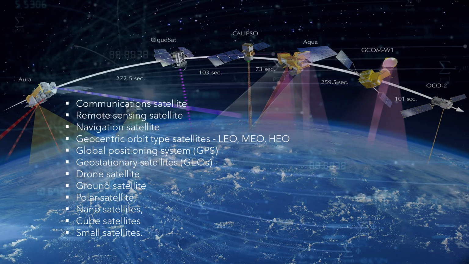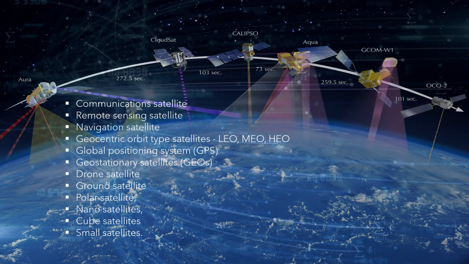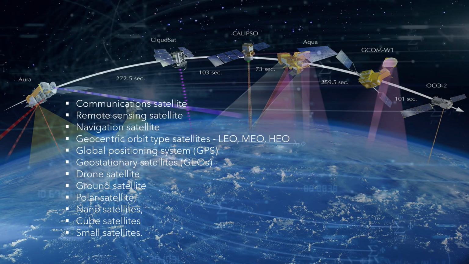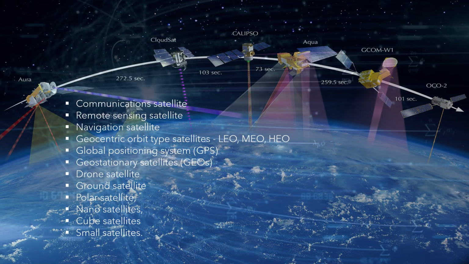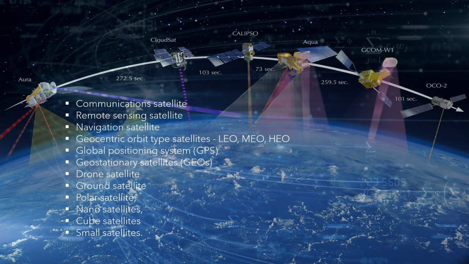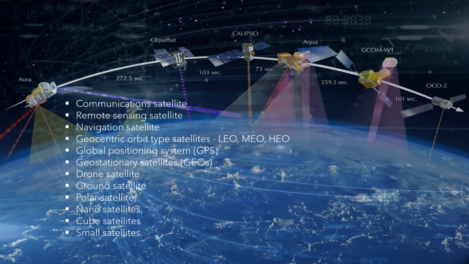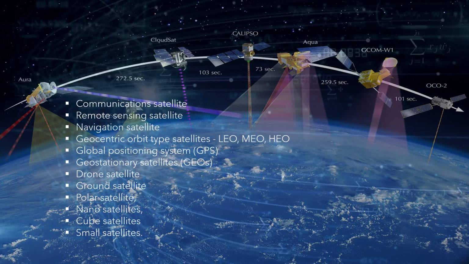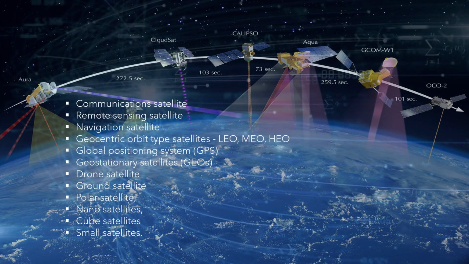Satellites can be classified by their function, since they are launched into space to do a specific job. The satellite must be designed specifically to fulfill its role. There are different types of satellites, i.e., communications satellite, remote sensing satellite, navigation satellite, geocentric orbit type satellites, LEO, MEO, HEO, global positioning system, GPS, geostationary satellites, GEOS, drone satellite, ground satellite, polar satellite, nanosatellites, cube satellites and small satellites.